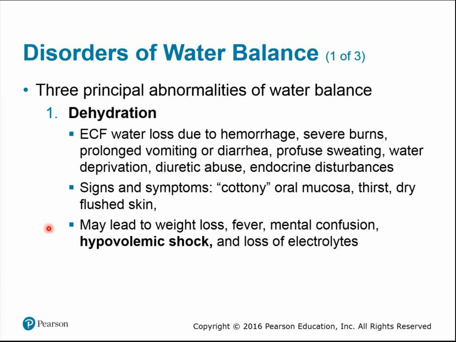So there's three principal abnormalities we can see with water balance. One being dehydration. So this would just be excessive water loss due to things like hemorrhage, vomiting, diarrhea, sweating, right? So signs and symptoms of dehydration would be a cotton mouth, so your mouth's really dry, intense thirst sensation, and dry skin. May lead to weight loss, fever, confusion, or something called hypovolemic shock.